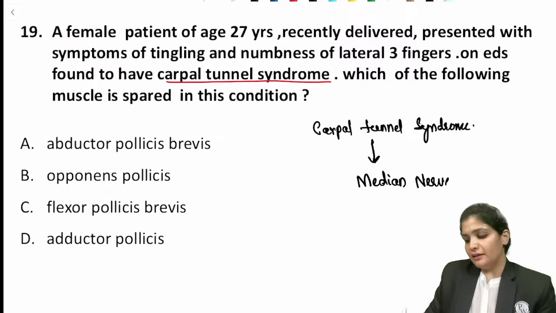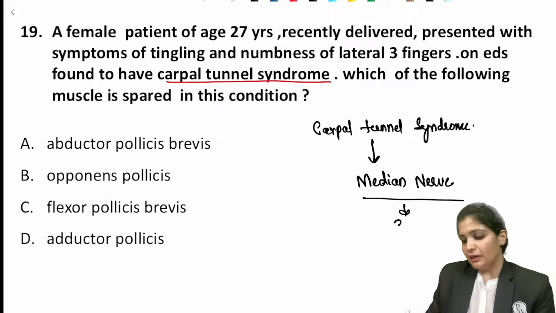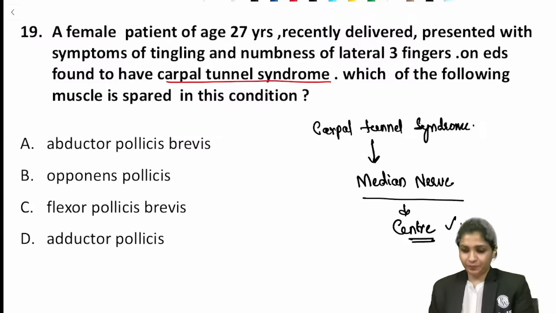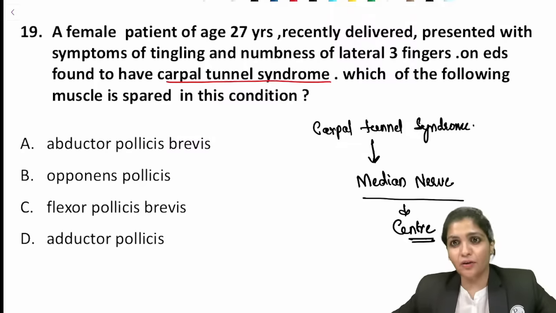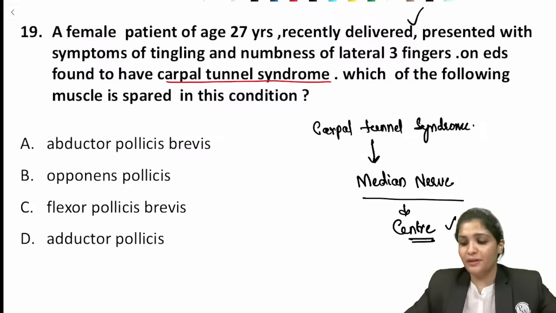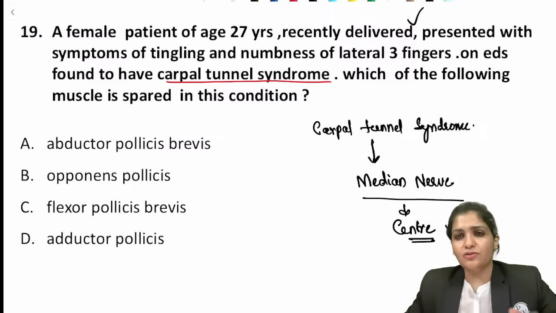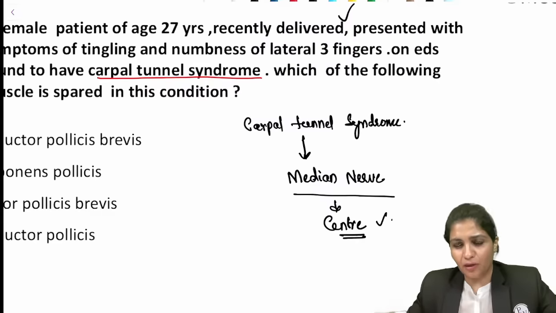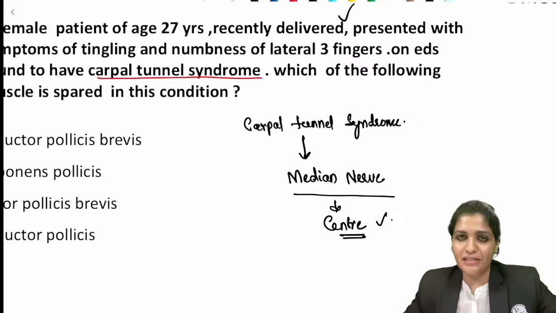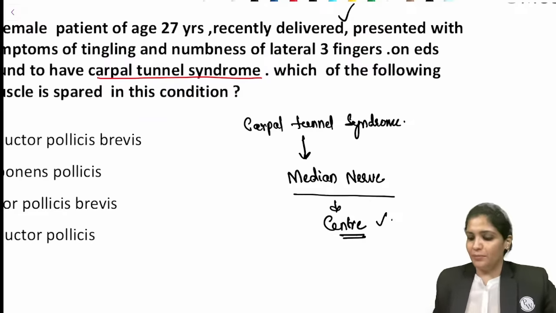The median nerve is present in the center of the carpal tunnel, and then it gets compressed. Usually it is seen in cases of distal radius fracture, or in patients with hypothyroidism or pregnancy. Here the patient is post pregnancy. Because of the edema, the tunnel is filled with fluid, and it compresses the median nerve, resulting in tingling of the lateral three fingers, right? So the median nerve is compressed.